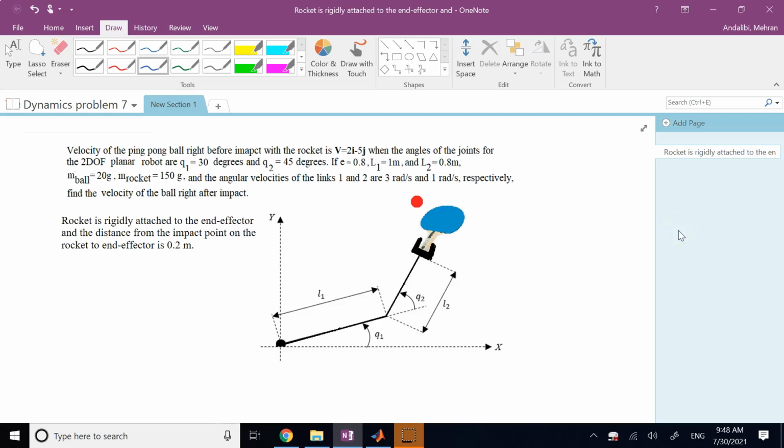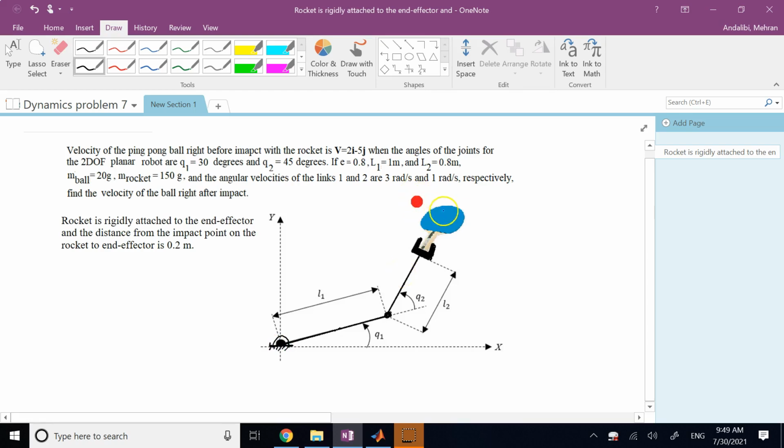Hello everyone. In this problem, we are going to look at a combination of impacts in particles as well as rigid body kinematics. So here, assume that you have a 2 degree of freedom planar arm, and it is playing ping pong with you. So the gripper at the end effector is holding the ping pong racket rigidly, firmly, and everything is happening in the XY plane.